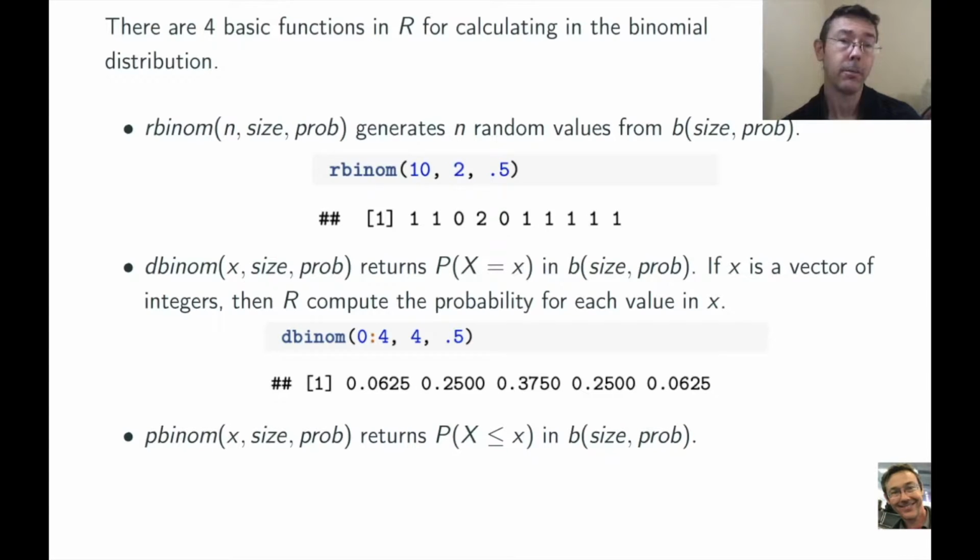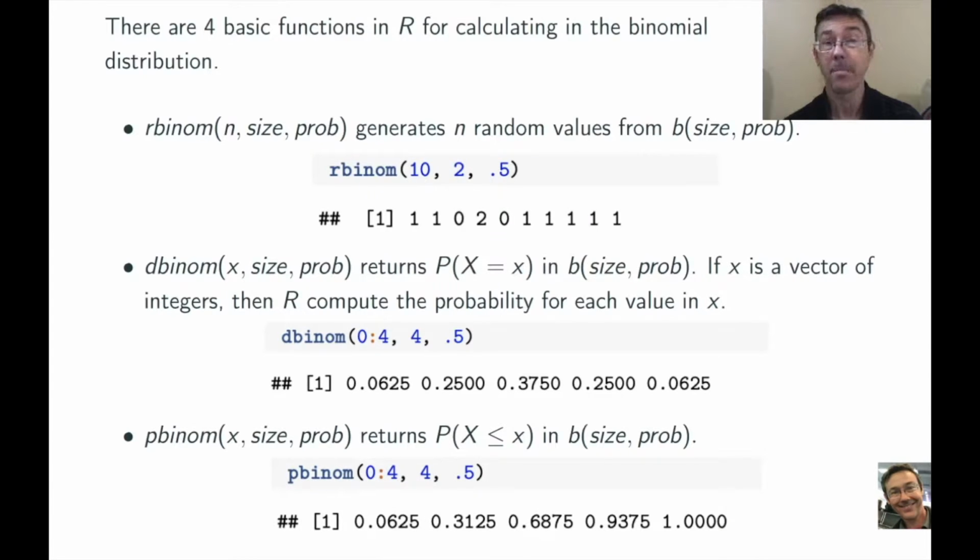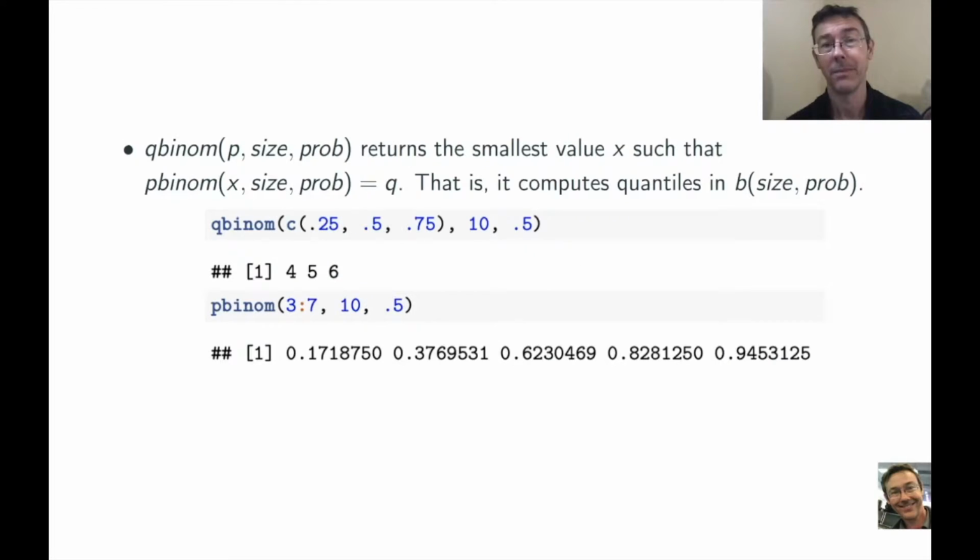Next is pbinom. This is a cumulative probability function. It's returning the probability of getting at most x successes in that same binomial distribution. Again, you can feed a vector value in for x. So, for example, pbinom 0:4, 4, 0.5 returns the probability of getting at most 0 successes, at most 1 success, at most 2, 3, and 4 successes in that same binomial distribution of size 4 and probability of success 0.5.